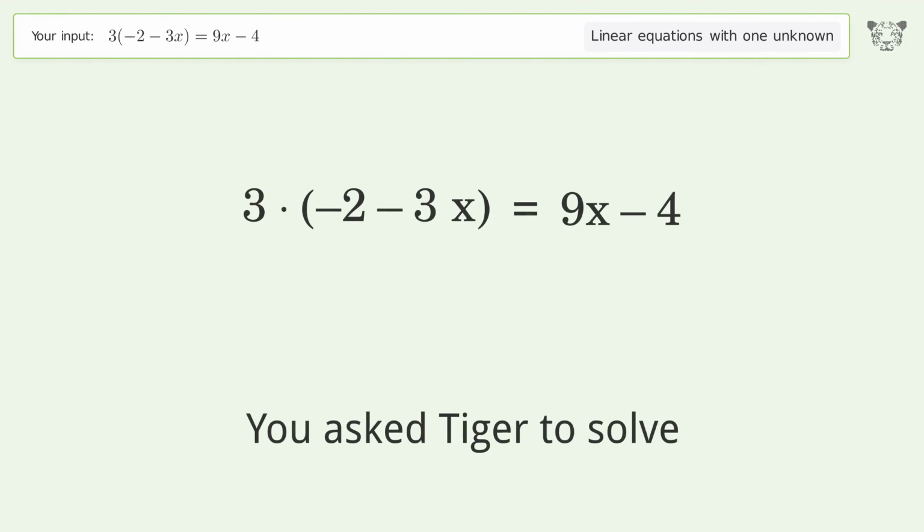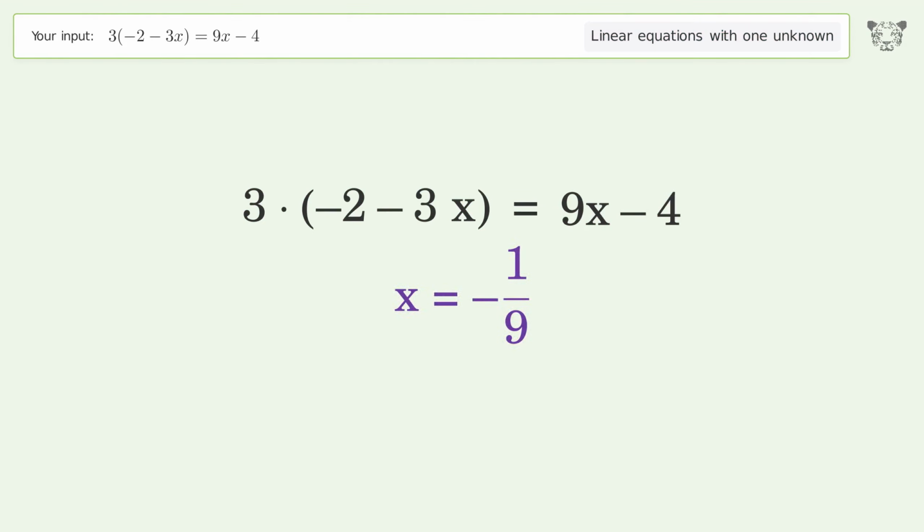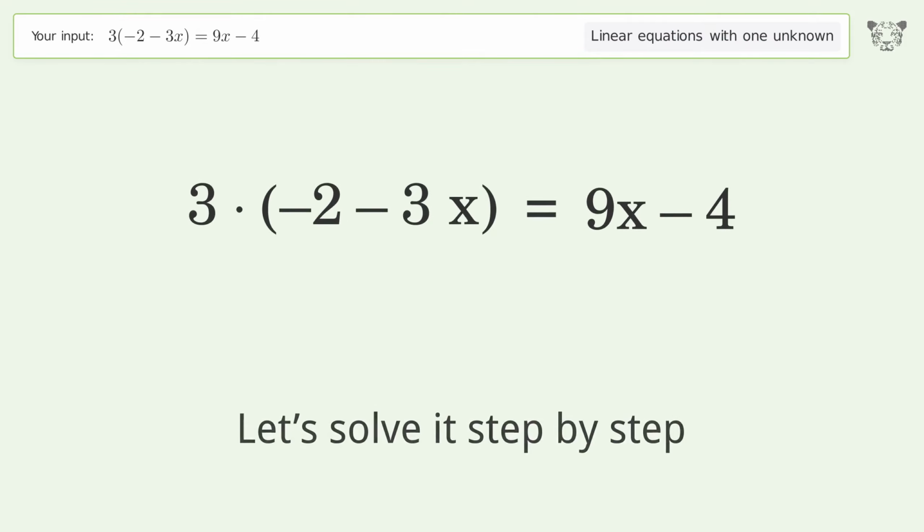You ask Tiger to solve this. This deals with linear equations with one unknown. The final result is x equals -1/9. Let's solve it step by step.